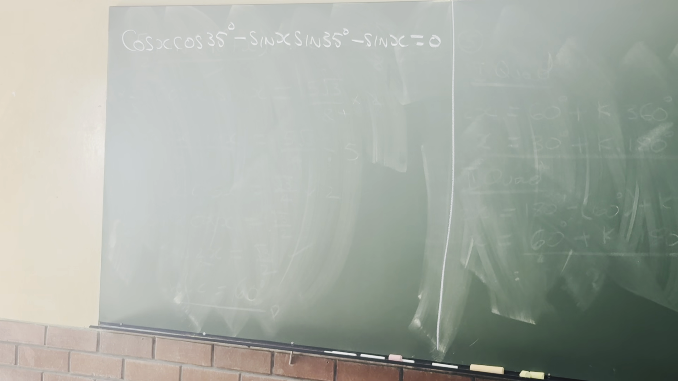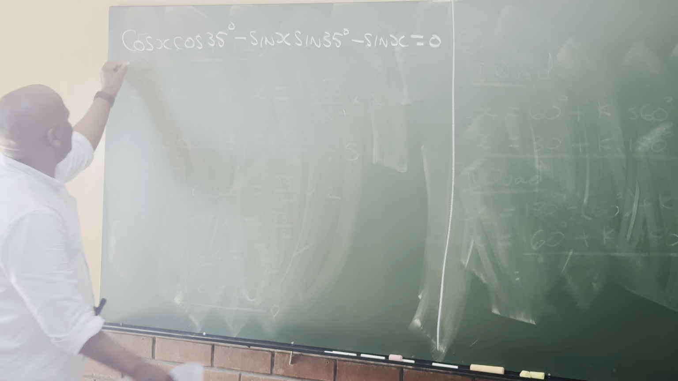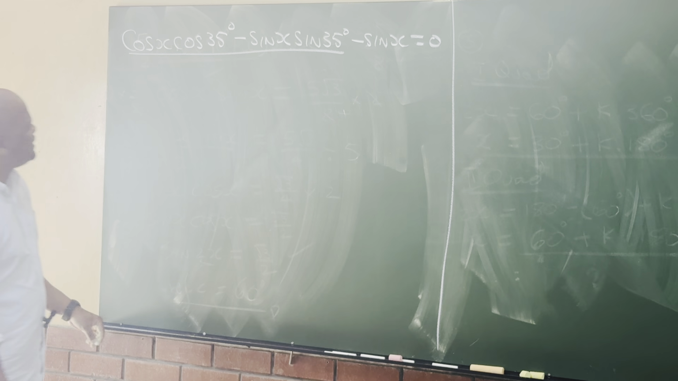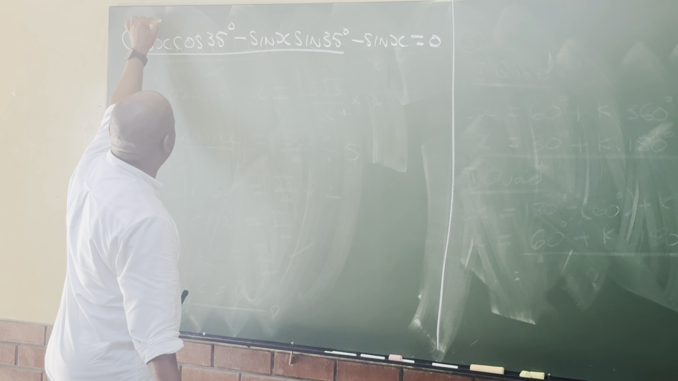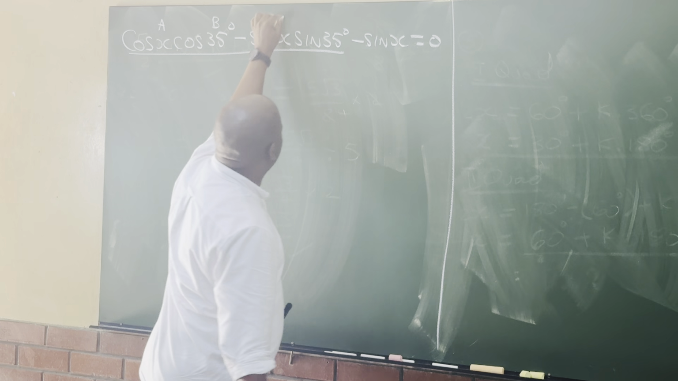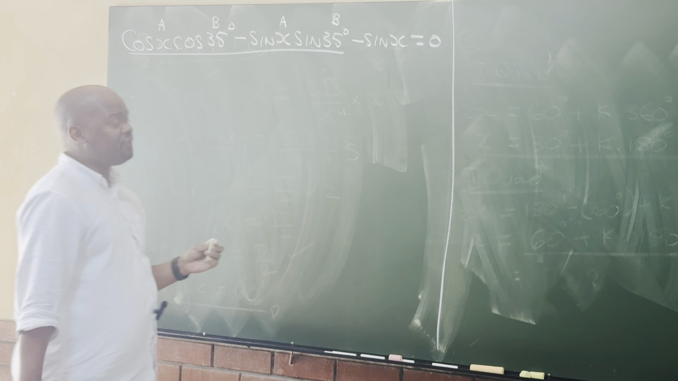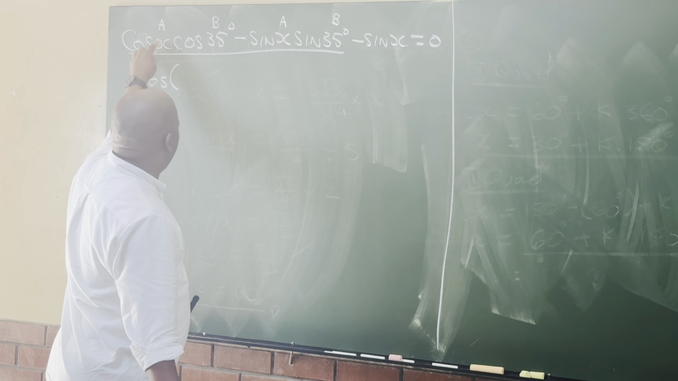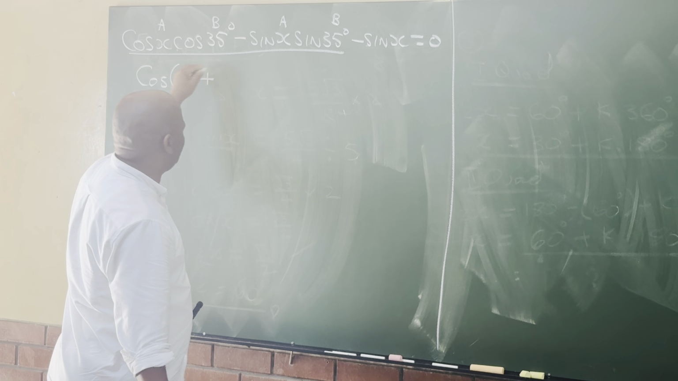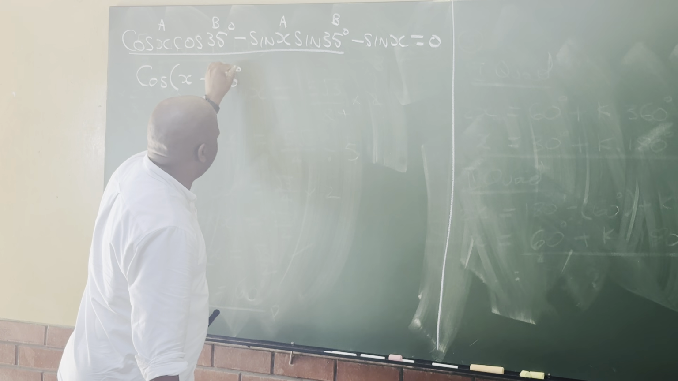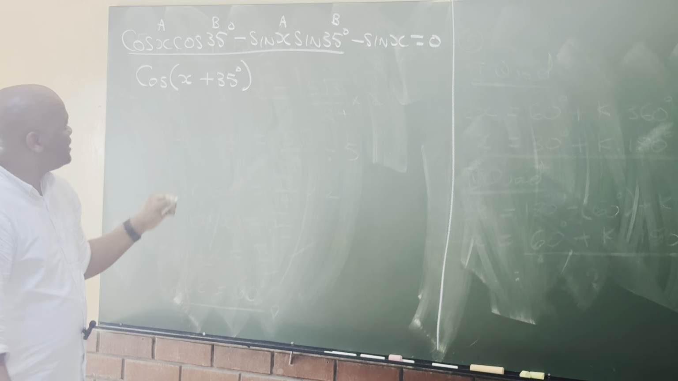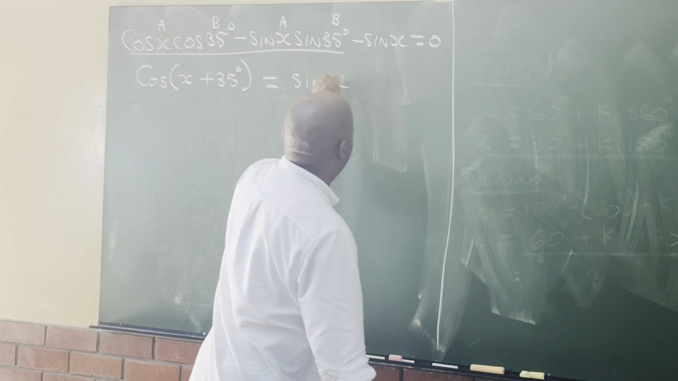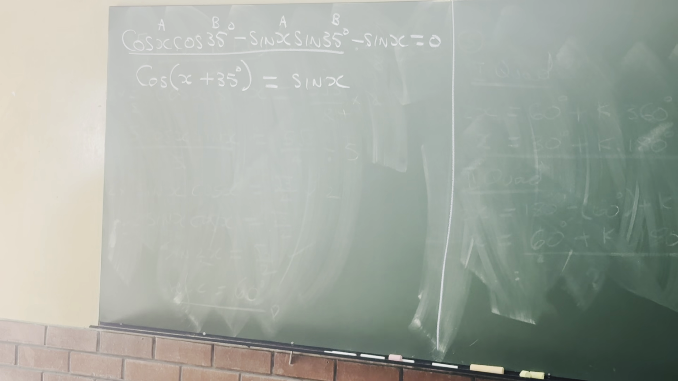We collapse. You can recognize that this is a compound angle for cos. If you look at this as A and this as B, then you go to your formula sheet and you'll see that this will go to cos of (x plus 35), since it's cos, you say plus. Then we take this sine to the other side, so we have negative sine, we have positive sine x.